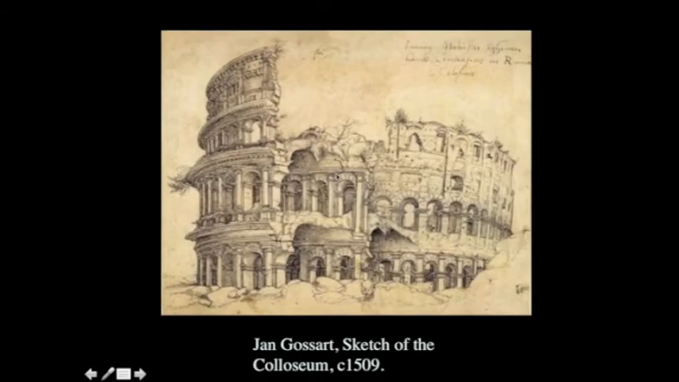Another thing that Mannerists probably noticed and probably responded to was the idea that Rome was falling apart. It still is falling apart. If you walk around the Roman Forum, you don't see complete buildings, but you see ruins. This is a sketch from 1509 by a northern artist called Jan Gossart. And you can see that the Colosseum here is in ruins.